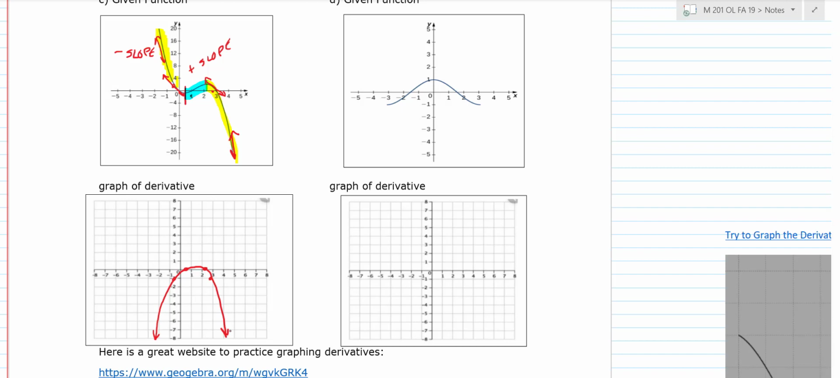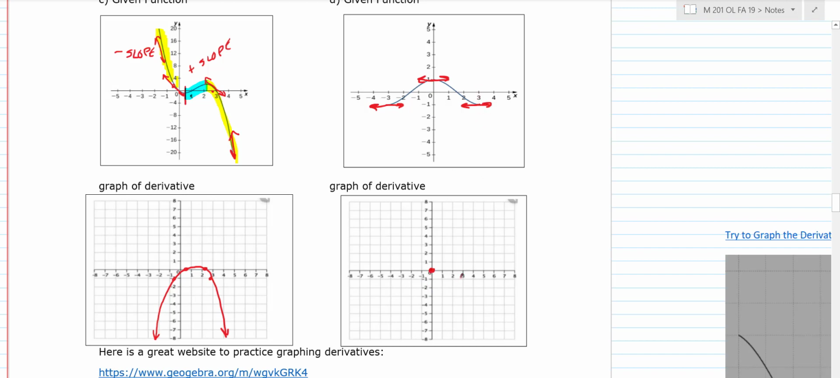Okay. All right, next one. Okay, again, start off by figuring out where the derivative is zero. So what I see is probably there's three places where that tangent line looks horizontal. So when x is zero, the derivative is zero. So that means when you graph the derivative, you have an x-intercept at zero.